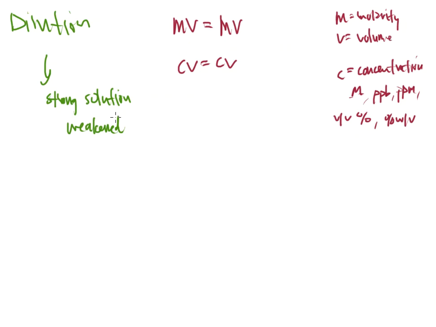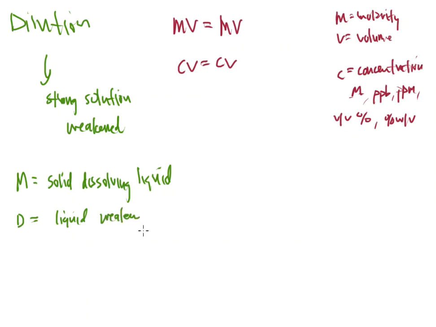Okay, so a strong solution that needs to be weakened down. This is how it's different than molarity. So molarity is taking a solid and dissolving it into a liquid to make a solution, right? With the dilution equation, we're taking a liquid already made, a solution that's already been prepared, and we're weakening the concentration of the solution. And that's the abbreviation that I use for concentration, bracket X.